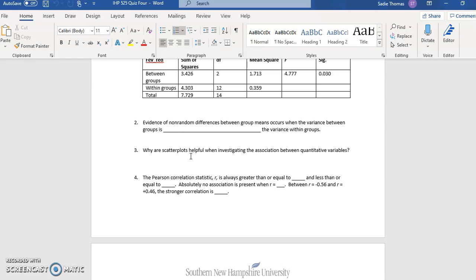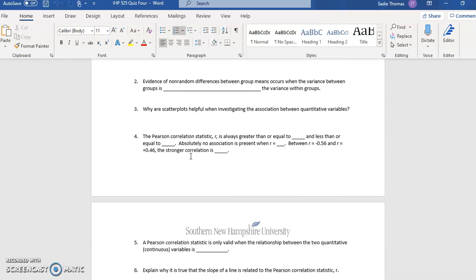For part 3, why are scatter plots helpful? There are actually specific elements listed in your textbook about how they're helpful. And I believe it will even list 4 things. So you can find that section in your book and list specific things that scatter plots are useful for. For 4, most people get number 4.